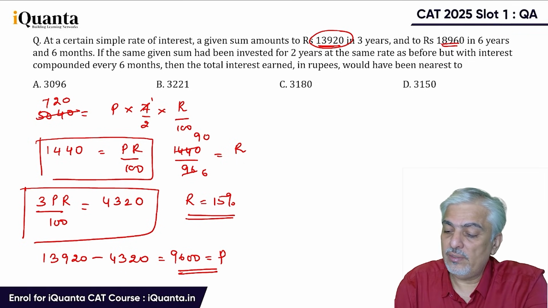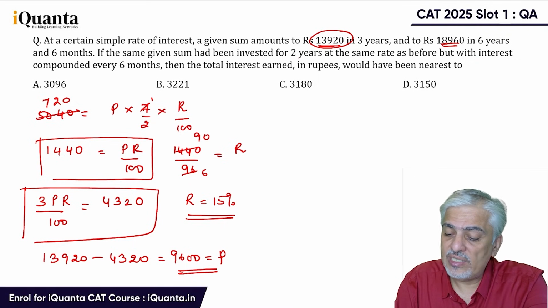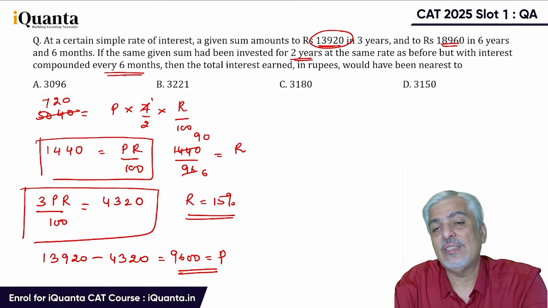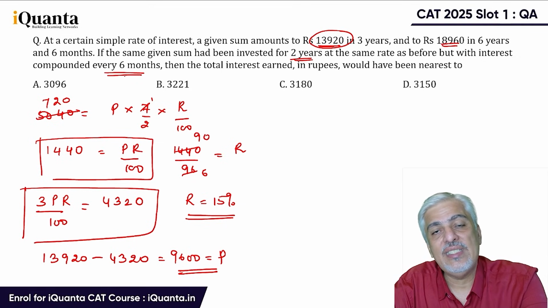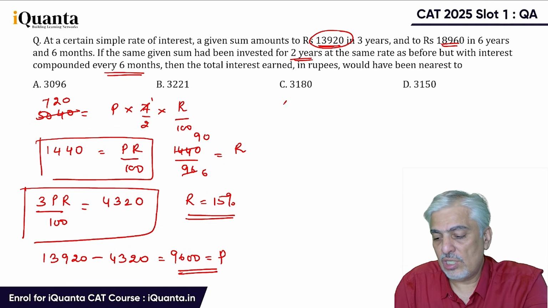Now, they have said if the same money was invested at the same rate for 2 years, but where compounding is done every 6 months. So if compounding is done every 6 months, then what will happen? You'll have to use the compound interest formula.